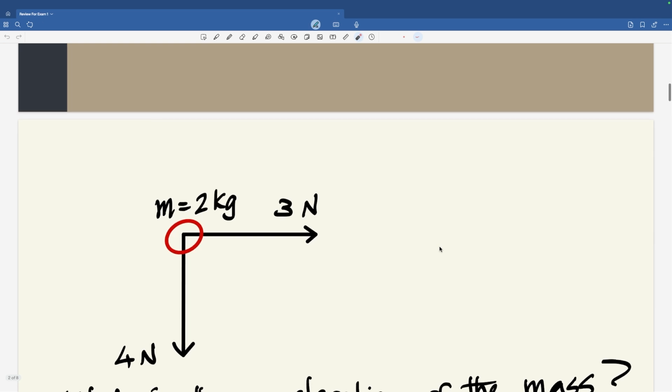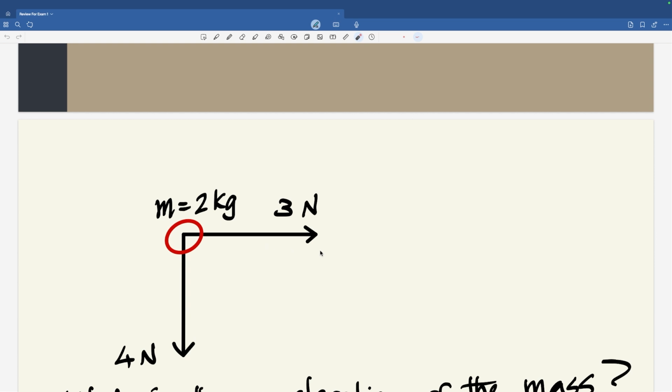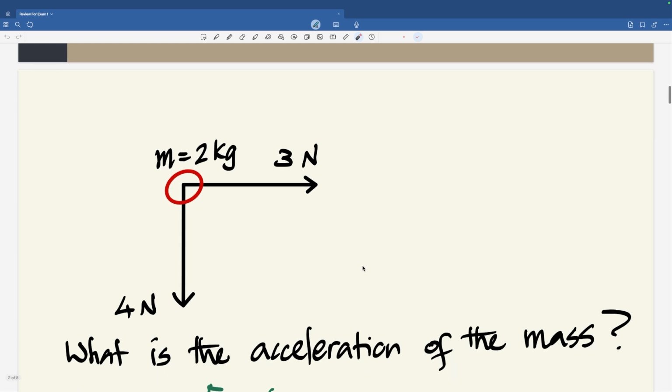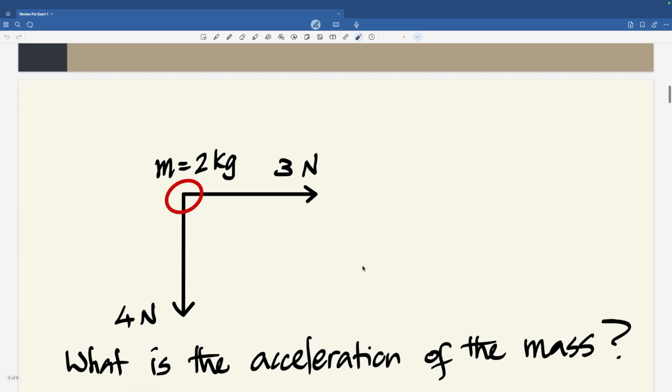Here is the question, first one. You have a mass of 2 kilogram and two forces are acting on it. One is a 3 Newton force acting to the west, and another is a 4 Newton acting to the south. So the two forces are at right angles to each other. And you're asked to find the acceleration of the mass. So the question is, what is the acceleration of the mass?